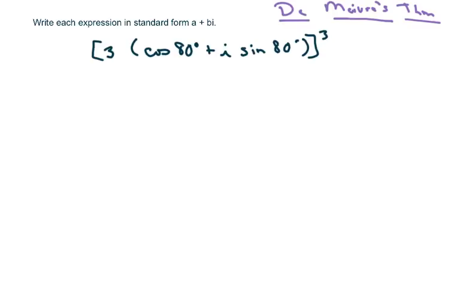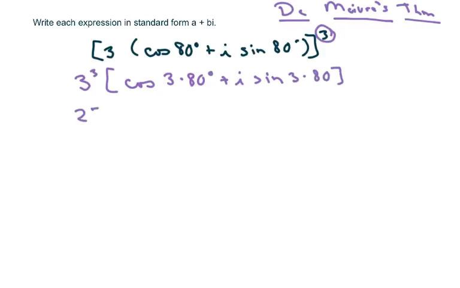take this 3 and multiply 3 cubed times cosine, and your n is 3, so 3 times 80 degrees plus i times sine of 3 times 80 degrees. Alright, and so you're going to get 27 times cosine of 240 plus i times sine of 240 degrees.